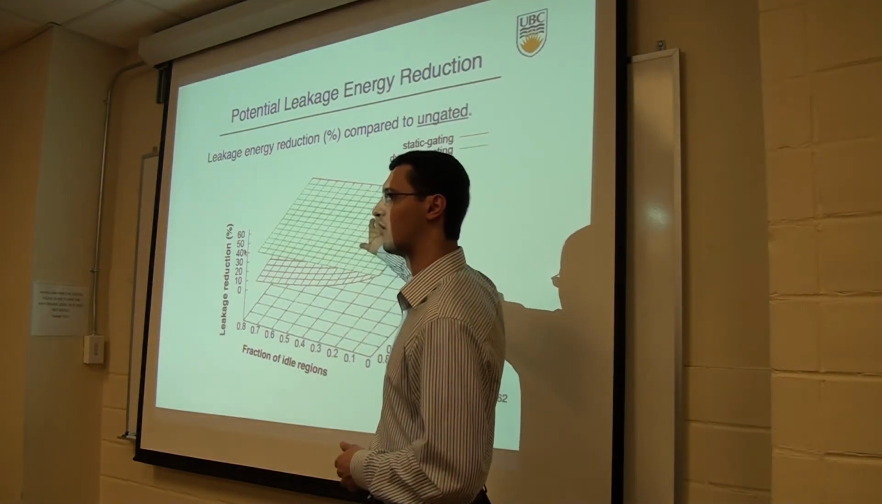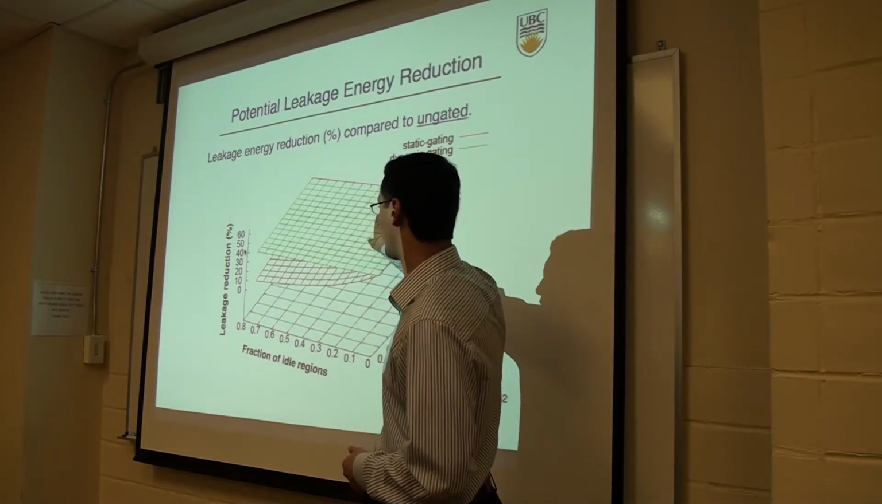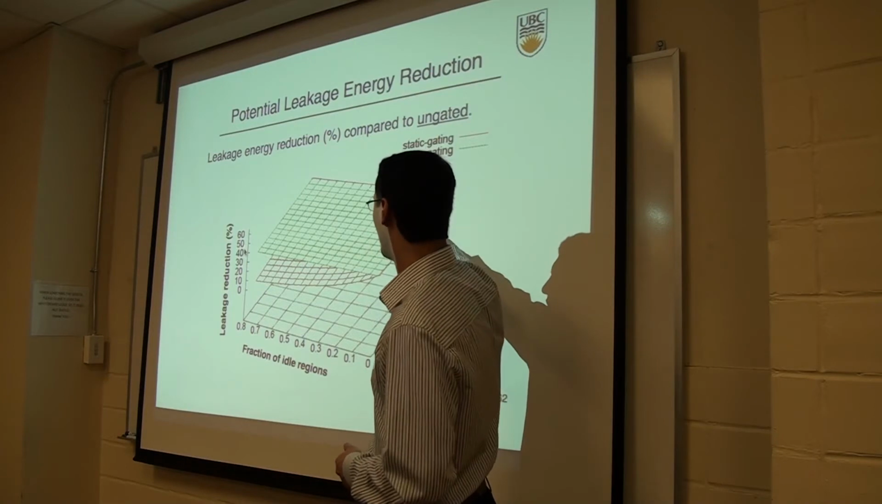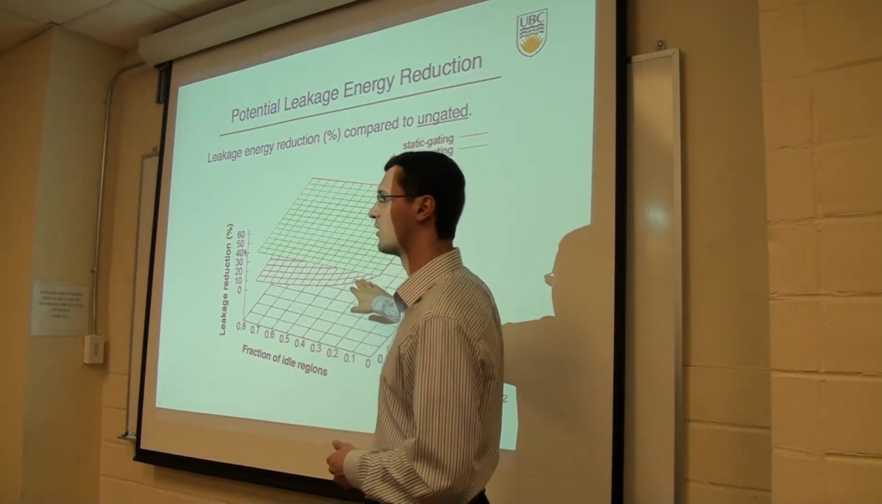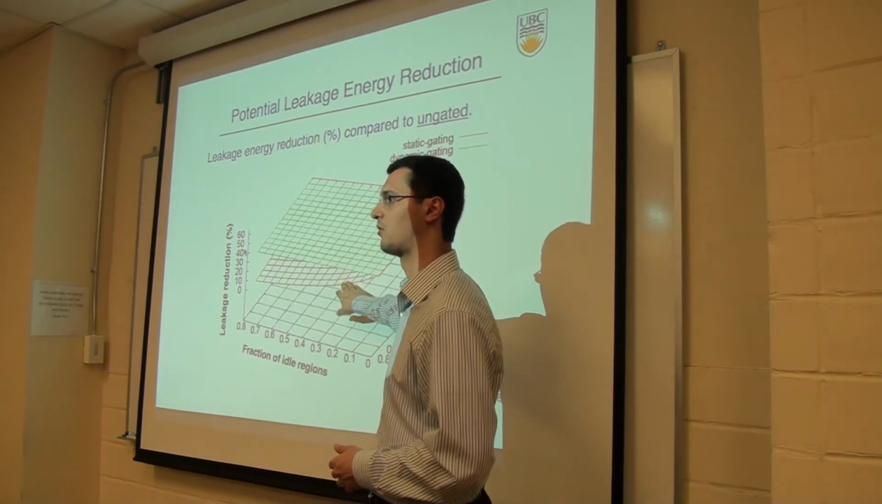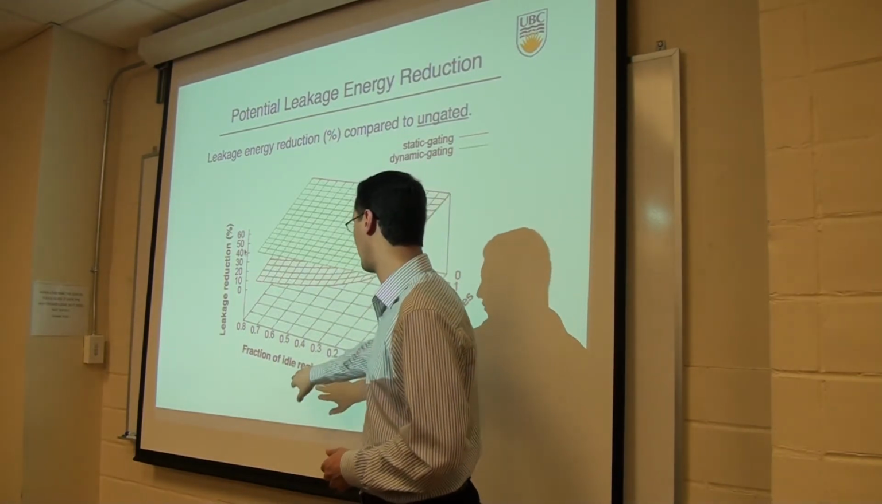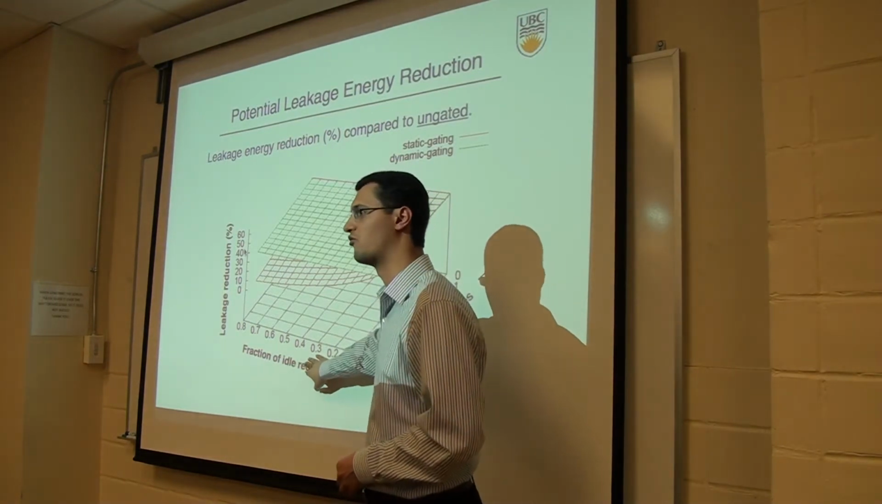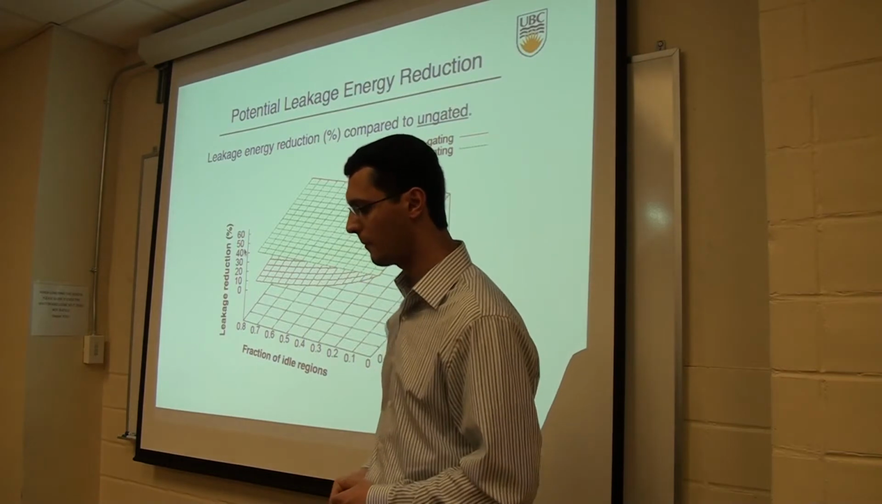However, for the majority of this surface, you can see that the dynamic gating architecture could achieve more energy savings, consistently, compared to static gating, because it can turn things off when they are idle. However, static gating couldn't do that. So the leakage savings from static gating are reducing as the activity of the application and the amount of regions that could go into idle mode increases.